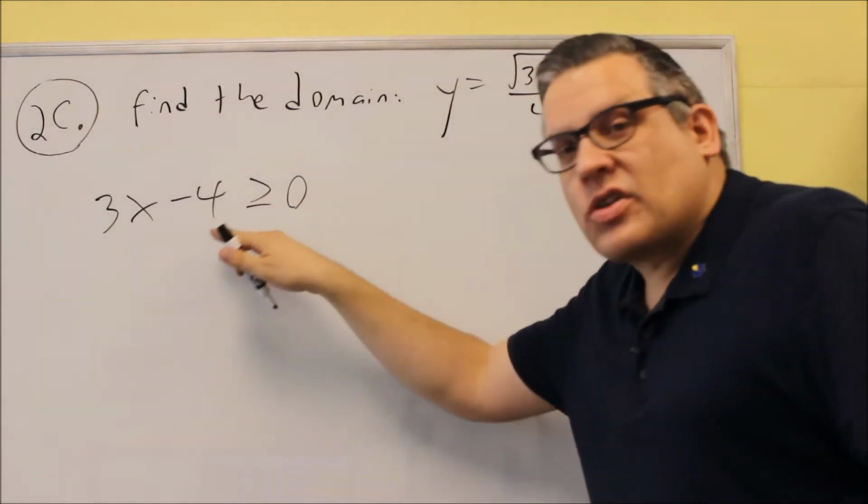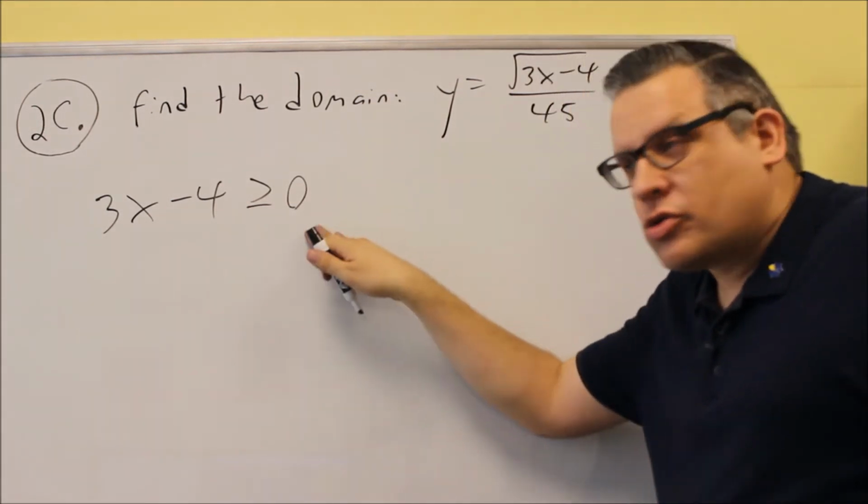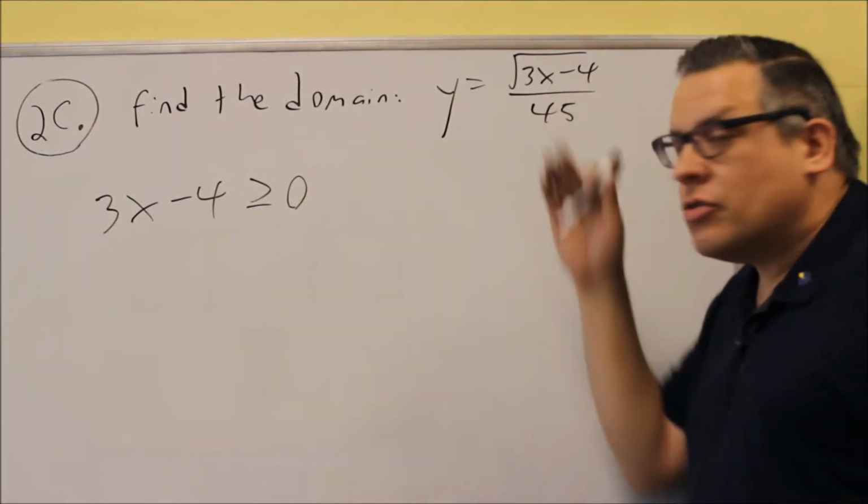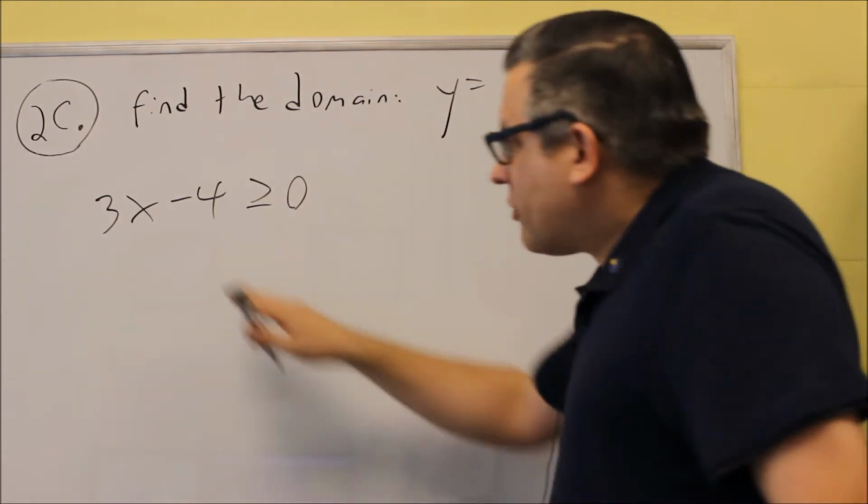So this is how you always will set them up with the square root on top. You're going to do whatever's inside the square root greater than or equal to 0. Solving for that will give you the numbers that you're allowed to use in here for the domain. Let's solve for this one.